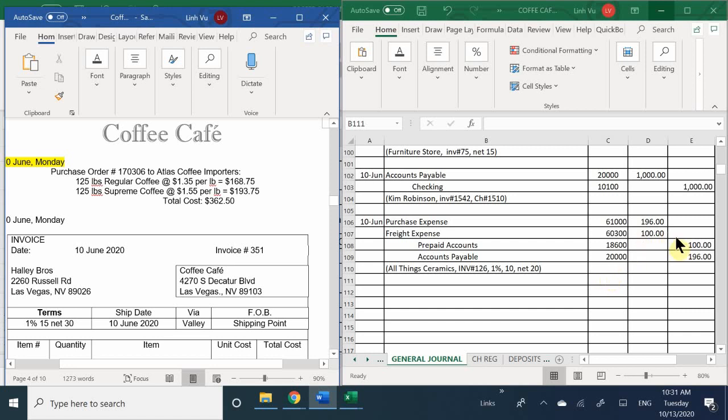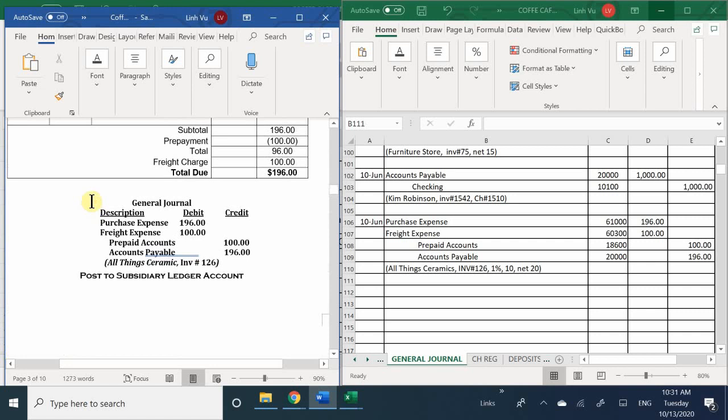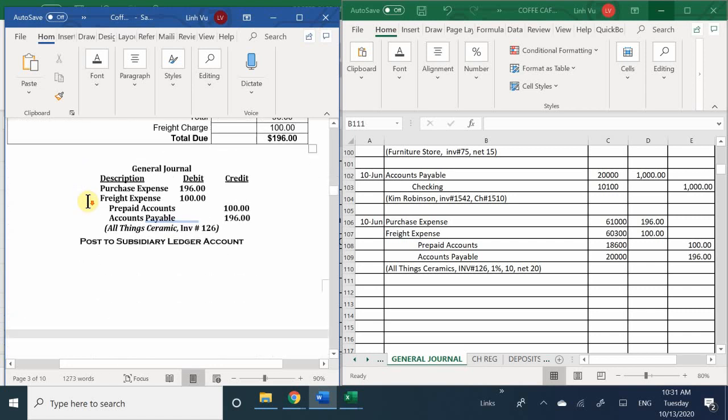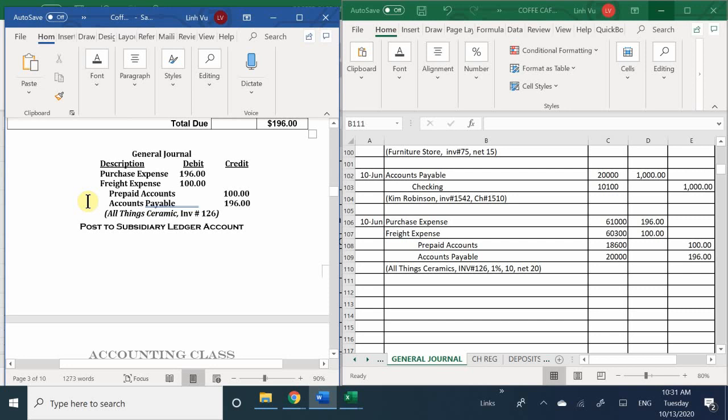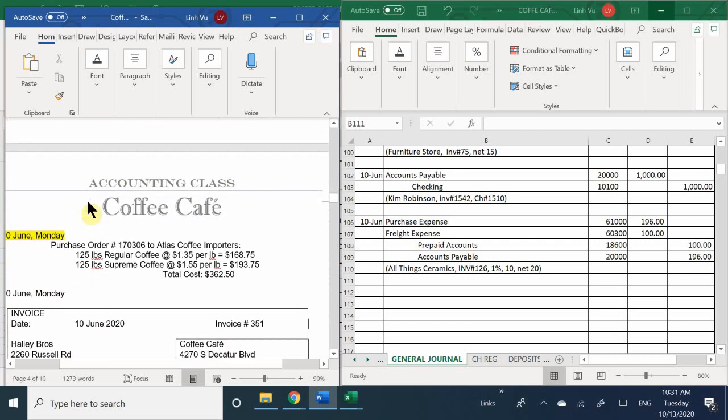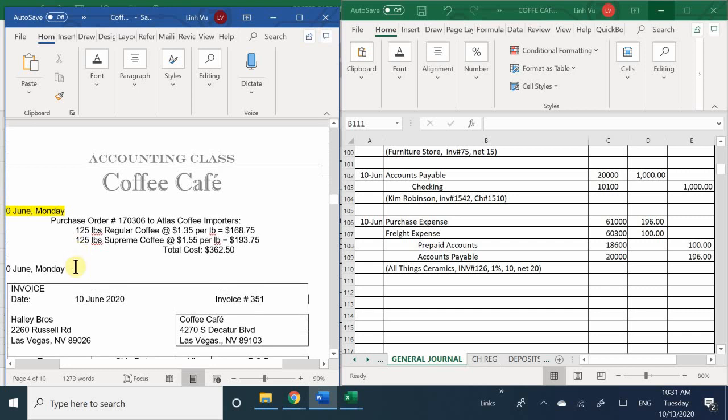Okay, so now we can finish our first section up here, right? We finally received our coffee mugs. We received our inventory item. We updated our inventory worksheet. So let's go ahead and continue here. What do we have here?